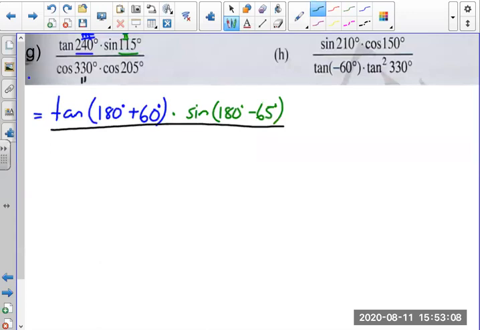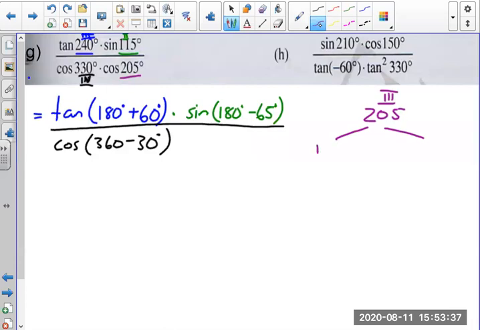330 is in the fourth quadrant, so you can write it as 360 minus 30. And 205, I'm going to show you here, is in the third quadrant again. So you can write it as 180 plus one or other acute angle, or as 270 minus one or other acute angle. Now 180 plus 25 will give you 205, or 270 minus 65 will give you 205.